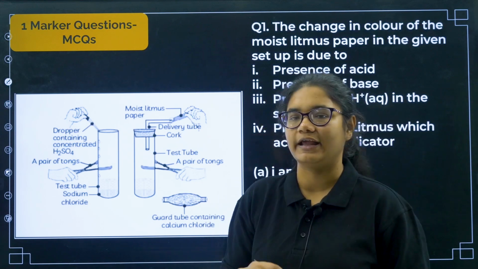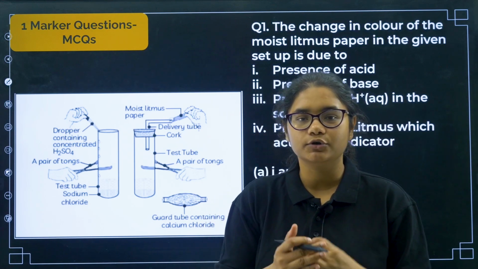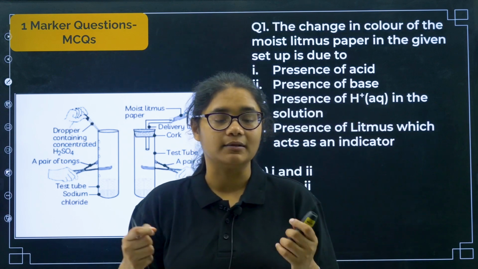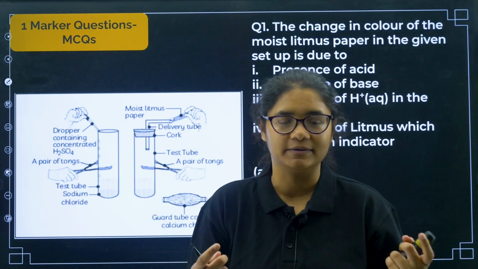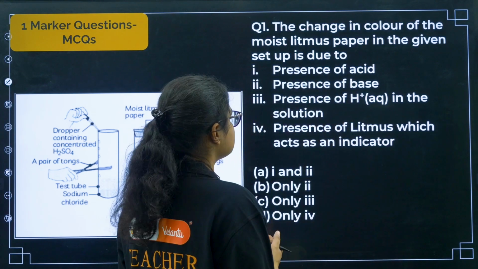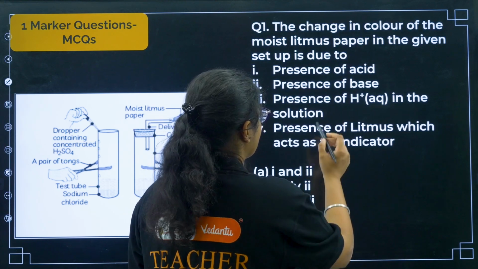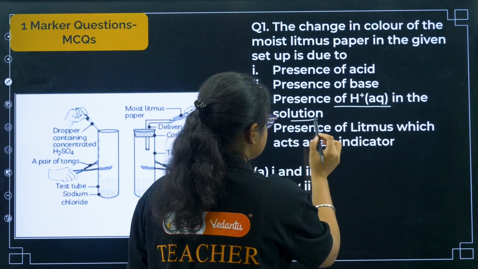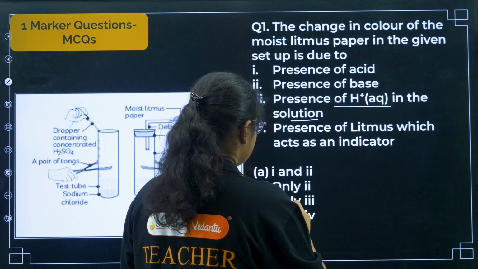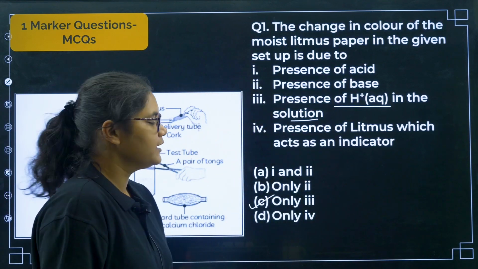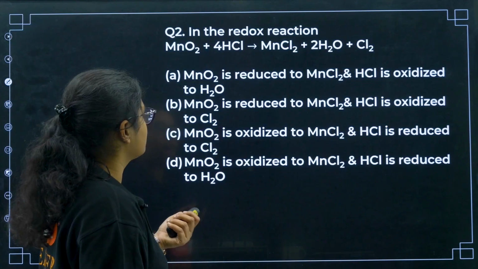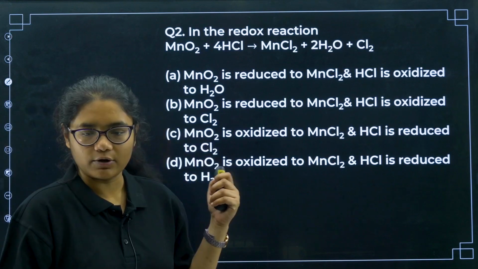Sodium chloride and sulfuric acid, so you will get HCl gas. When it comes in contact with water, you get H plus ions. So H plus ions will turn the litmus paper. So due to the presence of H plus ions in the solution, that is option number C. Next coming to question number 2, this is a redox reaction.